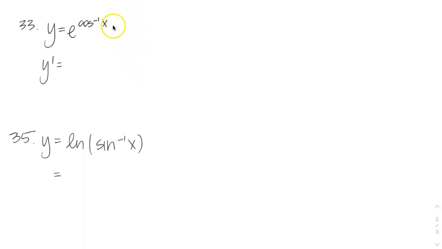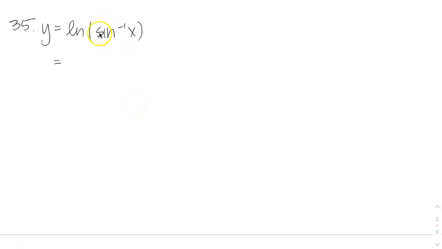E to the arc cosine of x. Remember, e's are my favorite. All you have to do is copy it, and then times by the derivative of the inside. Now, the derivative of the inside is arc cosine, so it's negative 1 over the square root of 1 minus x squared. But that's pretty much all you can do.